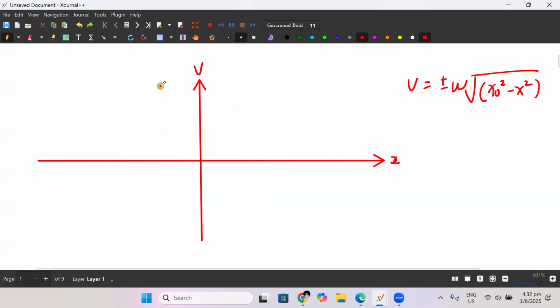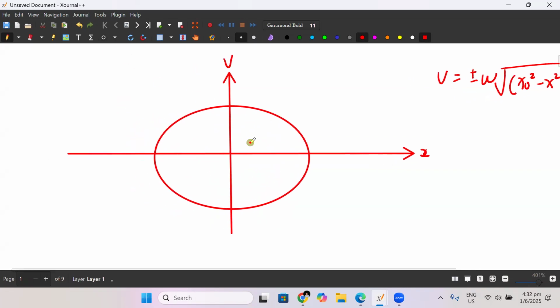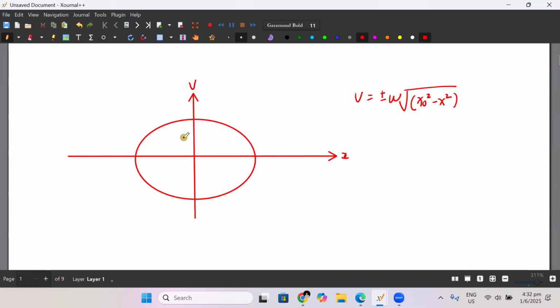It's this oval shape. It's a conic graph called an ellipse, so you get an elliptical graph. This line is going to be v equals plus omega times the square root of x naught squared minus x squared. Then this other part here, in orange, is the negative version: v equals minus omega times the square root of x naught squared minus x squared. Quite easy. You must also know this, and you can use this in exams.